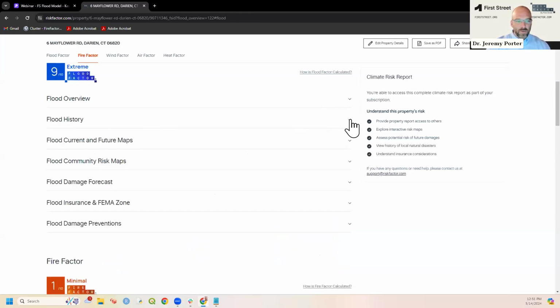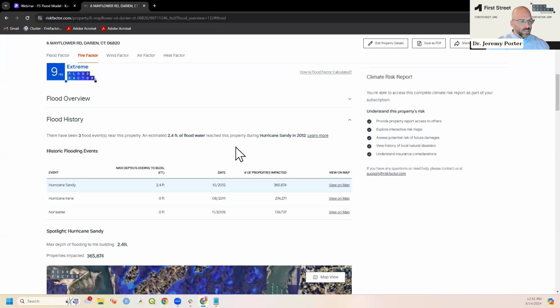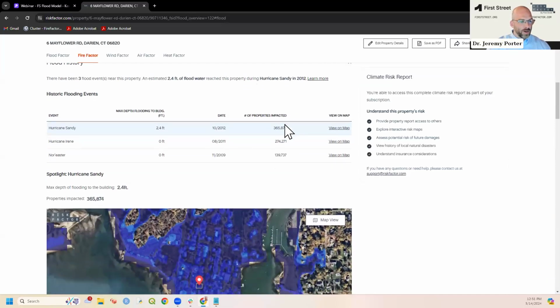We also have historical flood data associated with each one of these properties. So here, for this property, we have historic events since 2005 that we've been modeling out. We can see that this property has been hit by, or has at least been in the area of, 3 historic events that we've modeled, impacted directly by one, Hurricane Sandy, where you can see the 2.4 feet of water in October 2012, and the total number of properties.